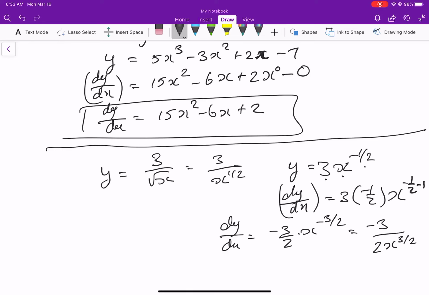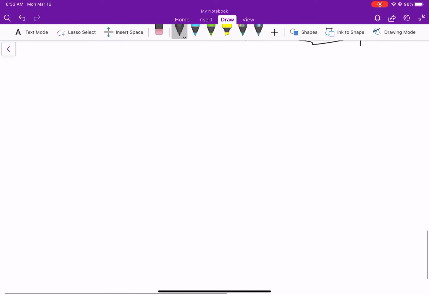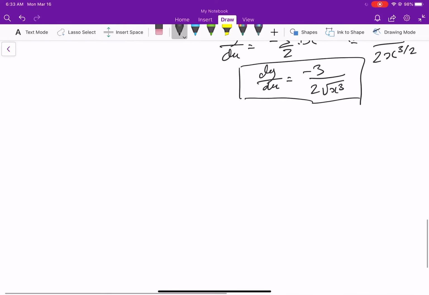And then last but not least, we're going to write it back with a square root. End result, dy/dx is equal to minus 3 upon 2 times the root of x cubed. That looks pretty good. Let's try one more. Actually, let's try 2 more. Suppose the function looks like y is equal to (4x minus 3) all squared.